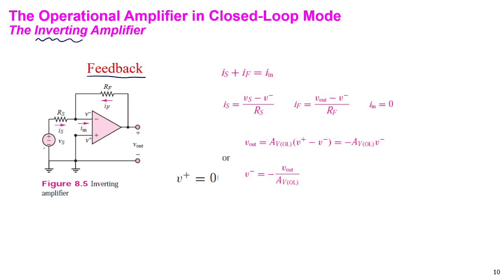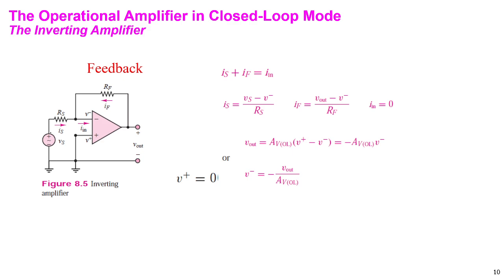So if we connect the op amp like this, we can analyze by taking KCL here. That is IS plus IF equal to IN, right? IS and IF equal to IN. And IN is approximately 0 because inside the op amp the internal resistance is very large. So IN is approximately 0. So IS equal to minus IF in this case. So there is no current flowing here.